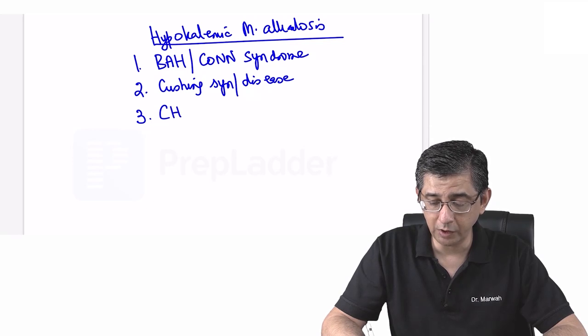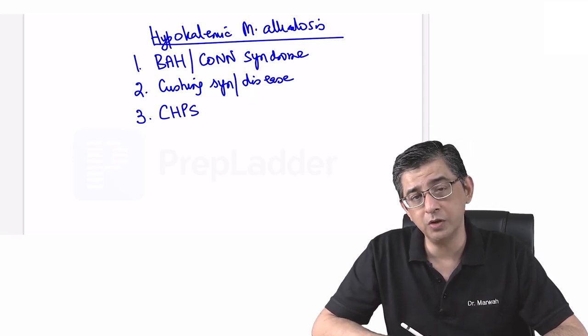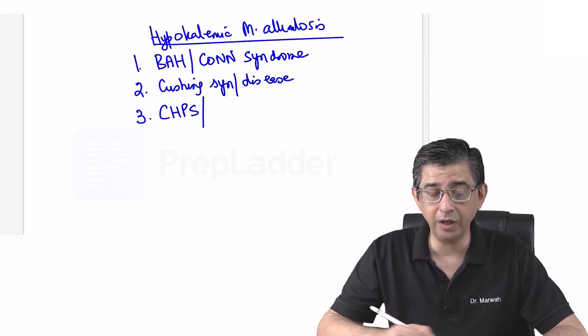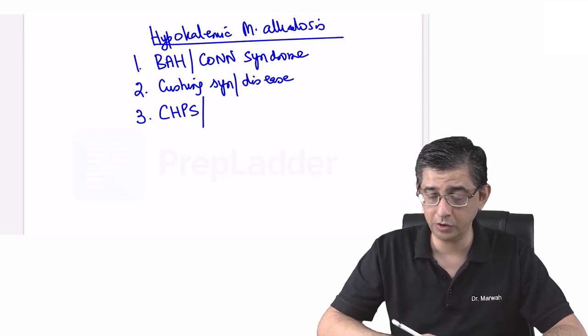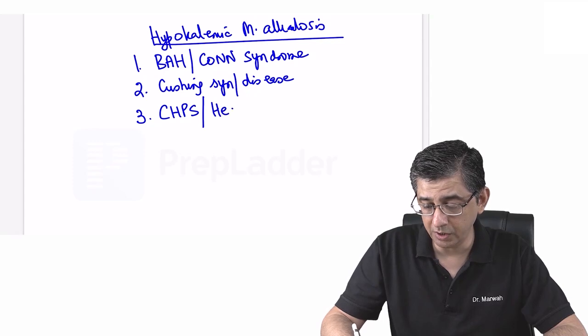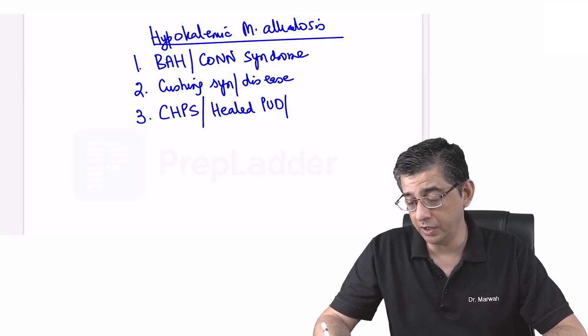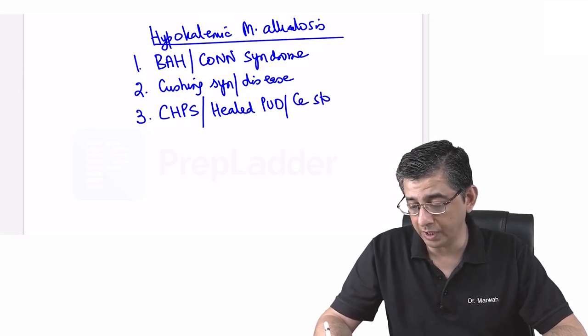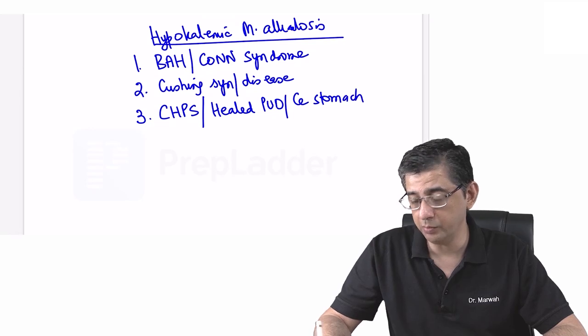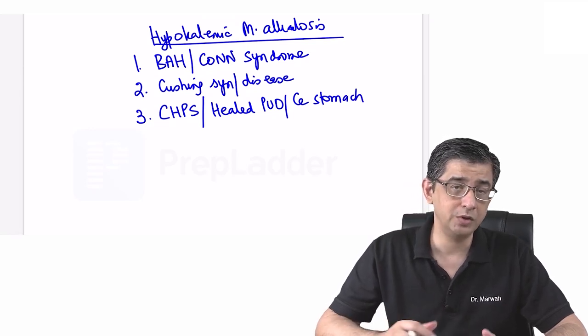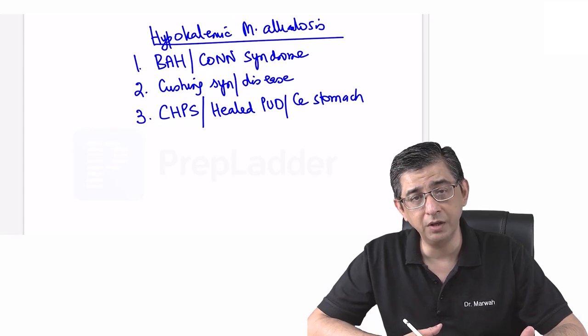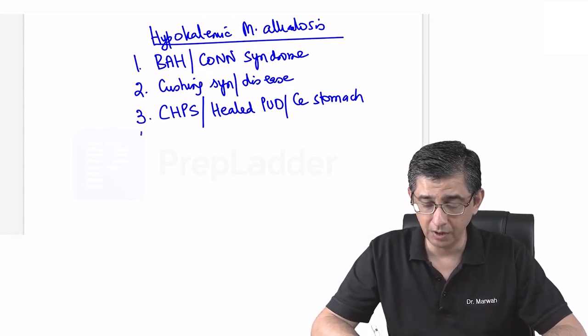Then any patient having chronic vomiting. Examples of chronic vomiting can be in pediatric age group, congenital hypertrophic pyloric stenosis. In adult patient, there could be pyloric stenosis due to healed peptic ulcer disease, and then in geriatric age group, there could be a stomach cancer. All of these patients will be having recurrent episodes of vomiting, therefore dehydration will occur, aldosterone values will increase.